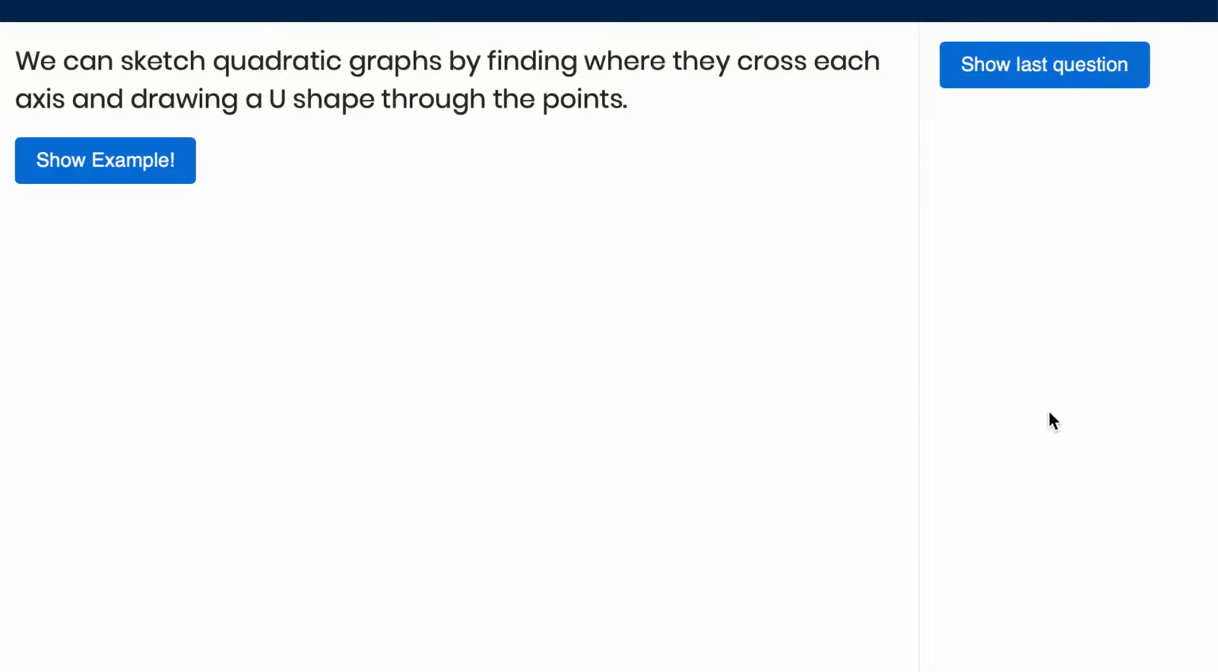In this video, we'll learn how to sketch quadratic graphs without using a table. Normally, to sketch these graphs, we would draw a table, substitute values of x, and plot coordinates. But that can take a long time. However, we can sketch quadratic graphs by finding where they cross each axis and drawing a U-shape through the points.